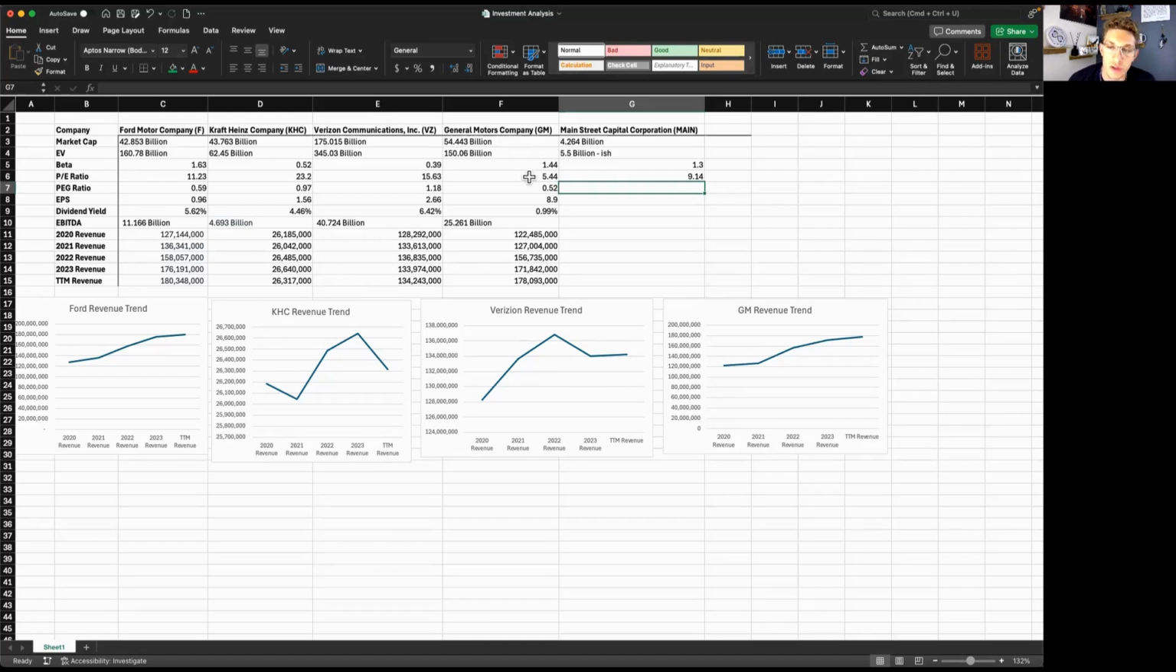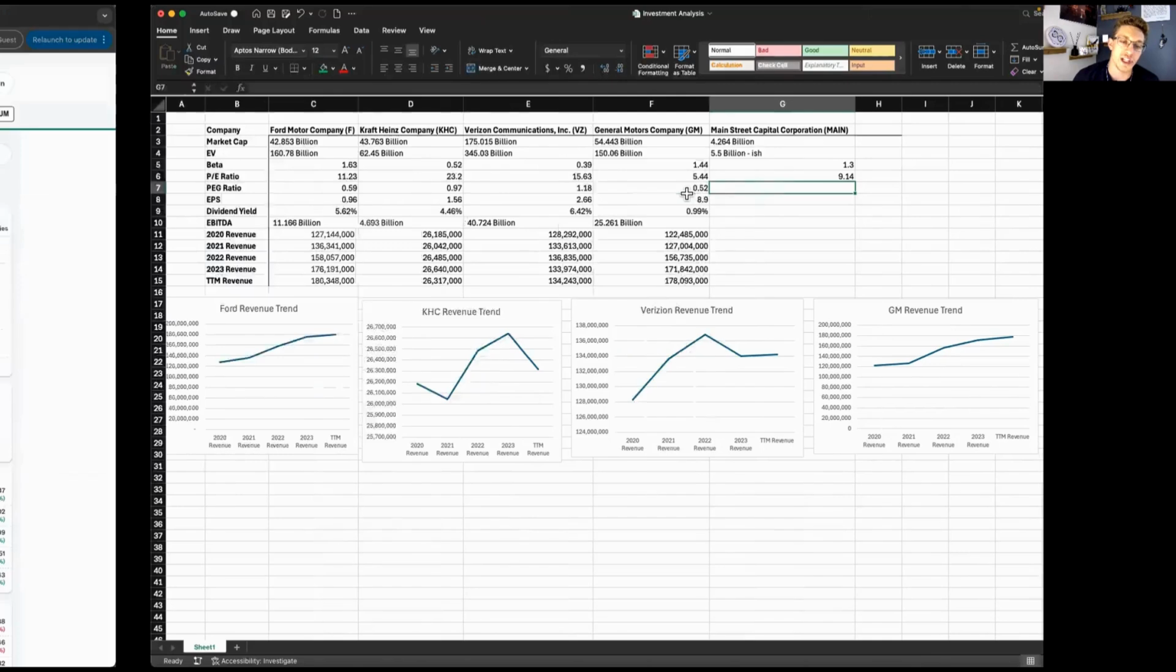That's actually one of the lower ones we've seen. General Motors from our last video was a little bit lower, but the others that we've seen have been higher, right? Ford a little bit higher, KHC quite a bit higher, and Verizon a bit higher as well. Which just means that you're paying more for each dollar of earnings that the company owns per share. So that's kind of interesting to note.